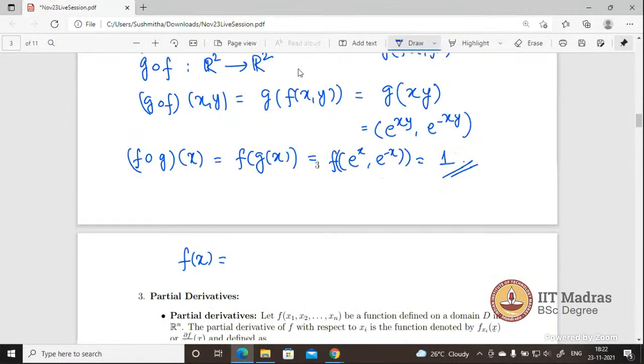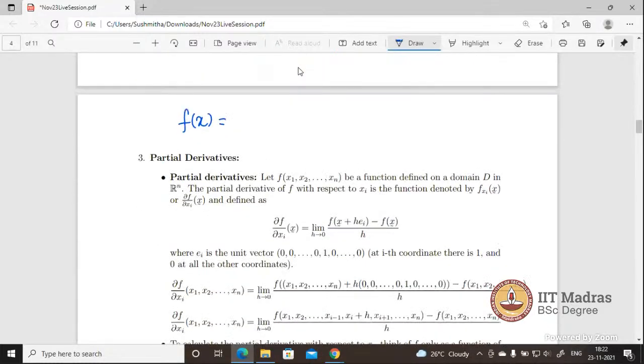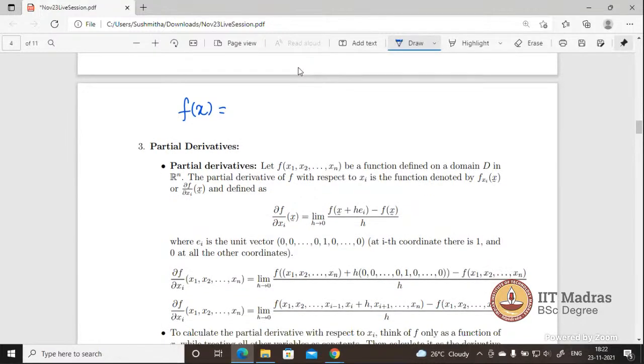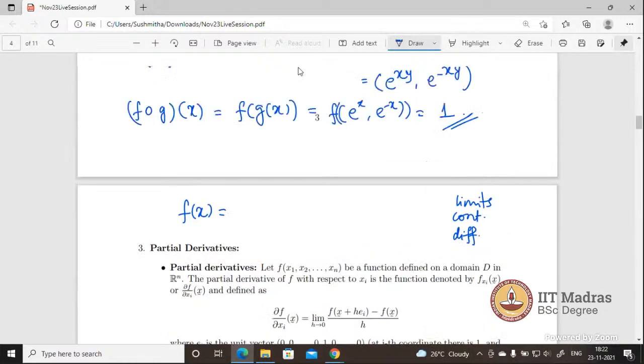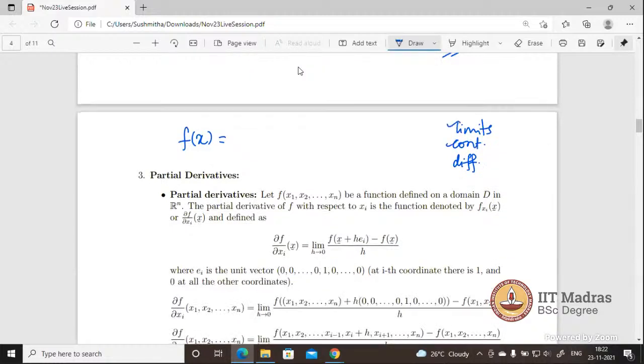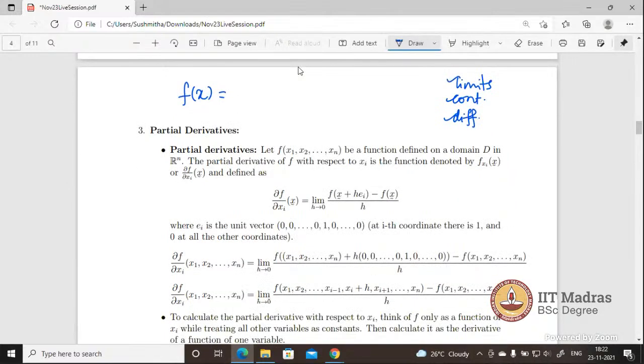Once we had functions, we spoke about limits, continuity, differentiability and all that, right? When you had functions, the first concept that we spoke about was limits, then continuity, and then differentiability. Similarly for multivariable functions too, we can talk about limits, continuity, differentiability. But even before talking about limits and continuity, let's talk about partial derivatives of a function. So it'll be clear why we are jumping to differentiability even before discussing limits and continuity.